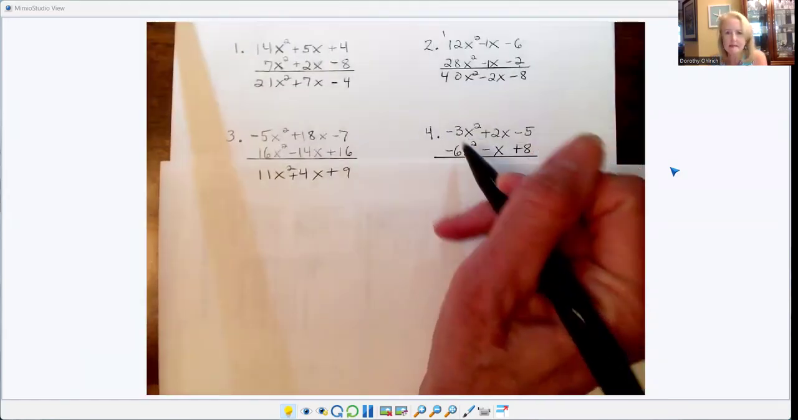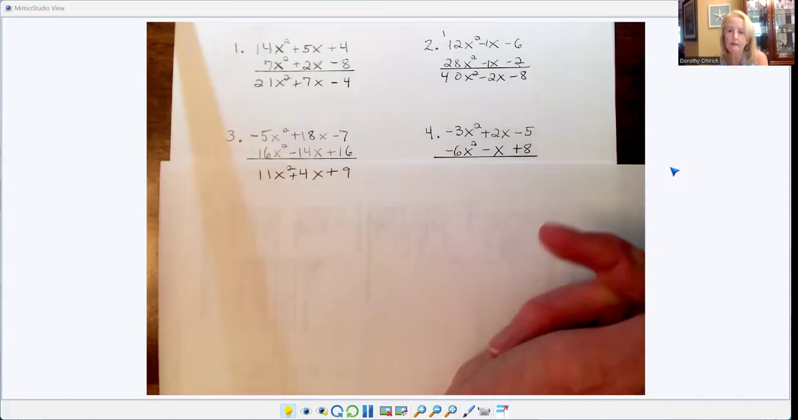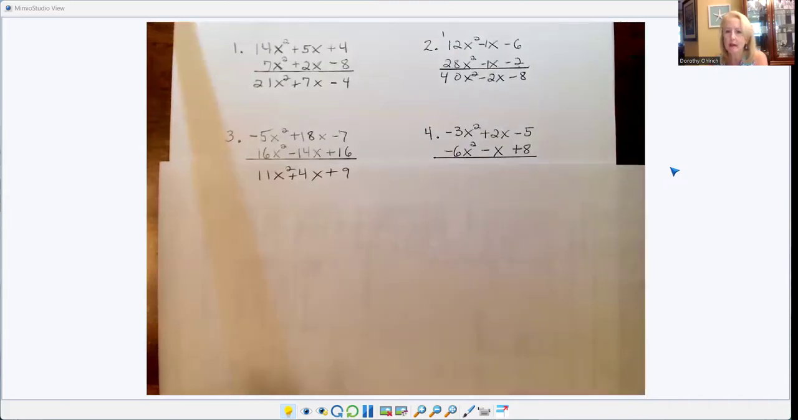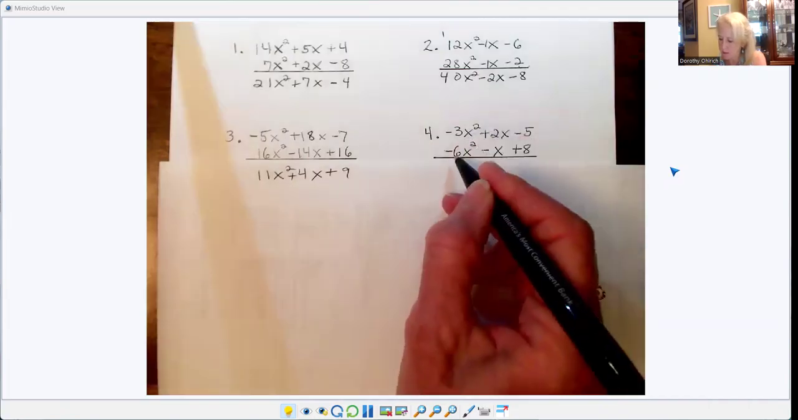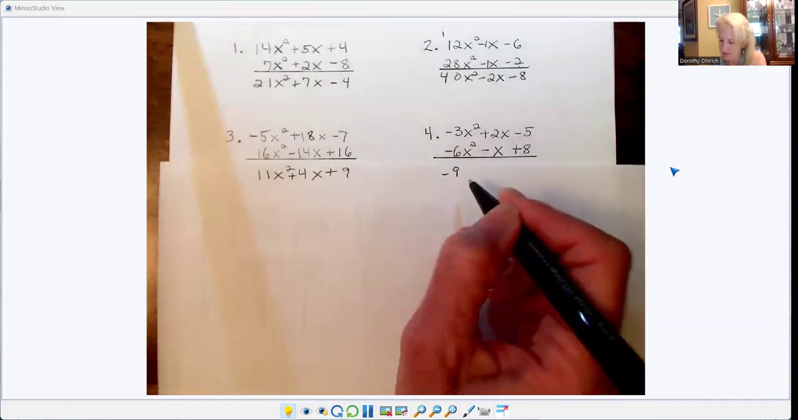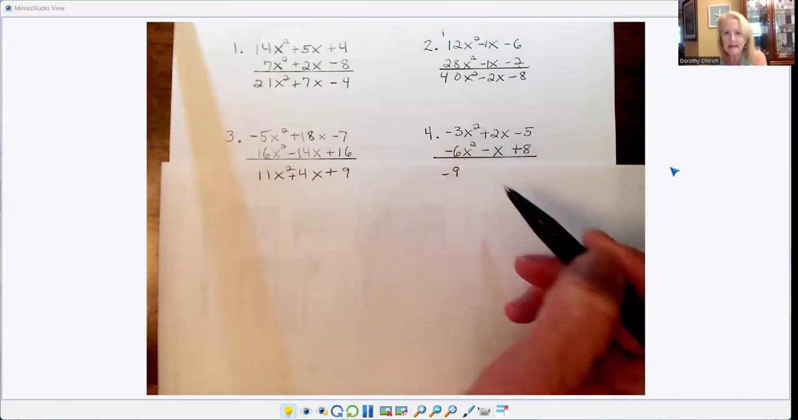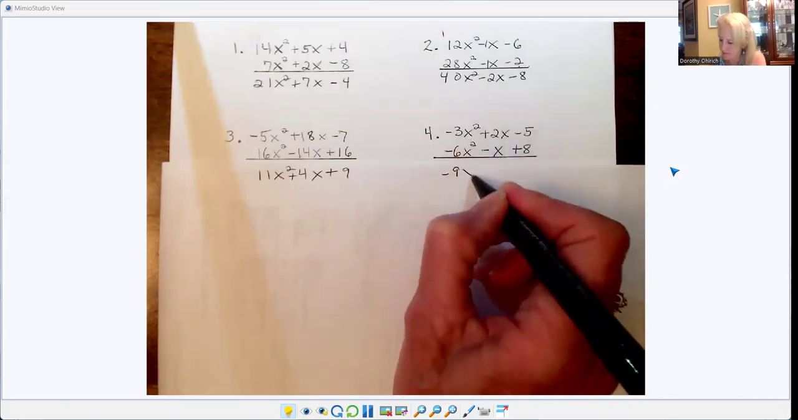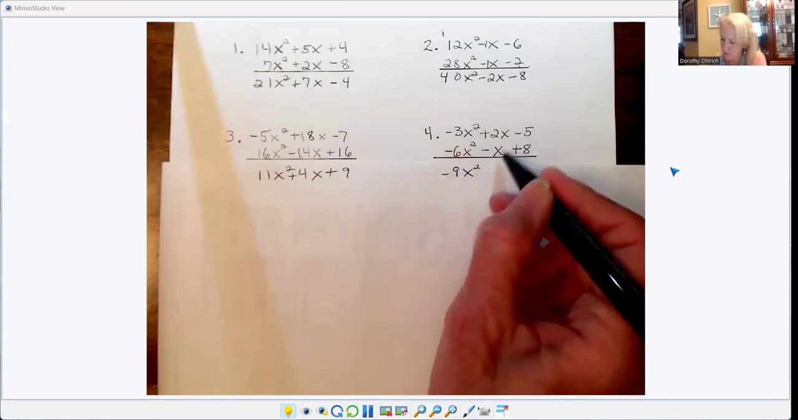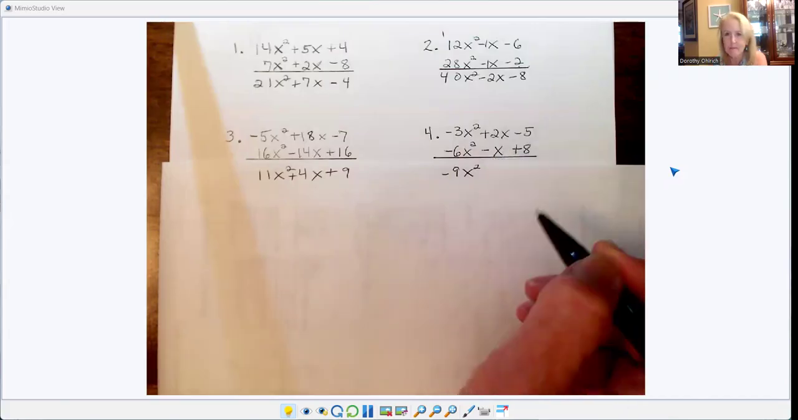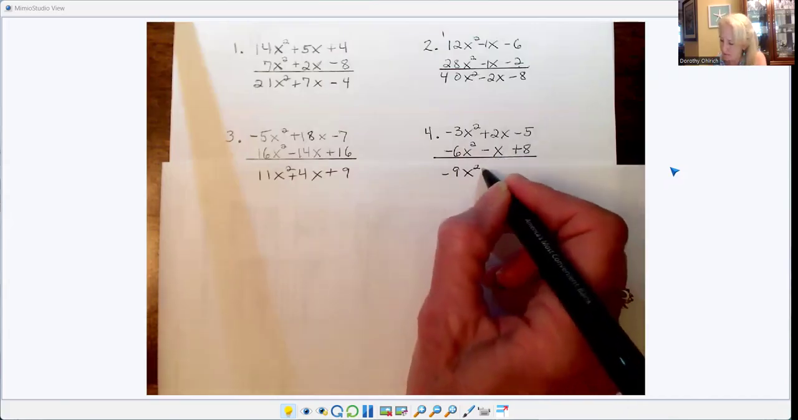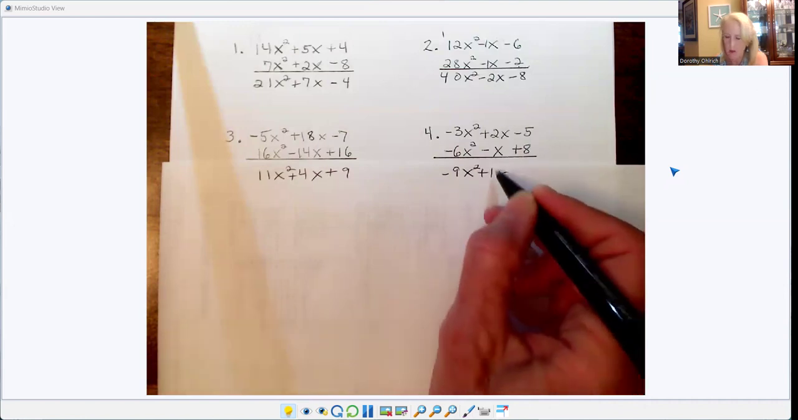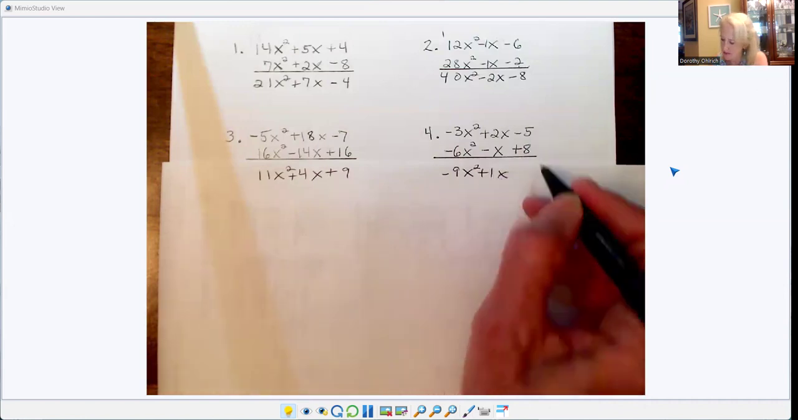-3 minus 6. These two negatives do not become positive. Two negatives only become positive when you're multiplying or dividing. I owe 3 and I owe 6, so I owe 9. Just put -3 minus 6 in the calculator. 2 minus 1 is 1x. You don't have to put the 1, you can just put plus x.